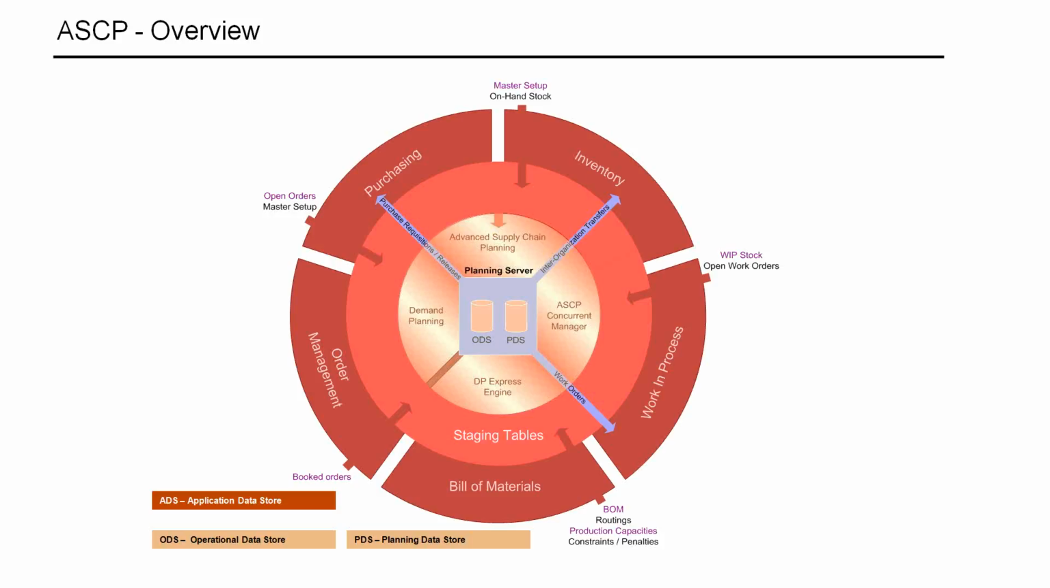In the center of this lie the two data stores of ASCP, which are the ODS and the PDS, the operational data store and the planning data store. What it does is, when planning pulls all the data from different modules of inventory, purchasing, or order management, it stores the data in some tables which lie under the ODS, the operational data store. This is a kind of staging area, you can say, where the data are stored when the planning collections run. That is, when all the data from different modules are collected and put into the ODS. That is called the collections.